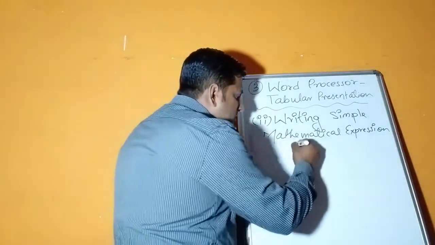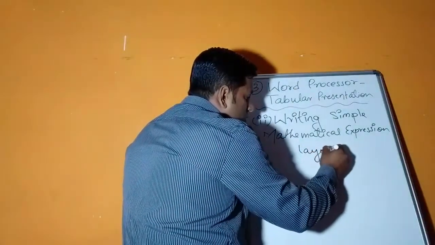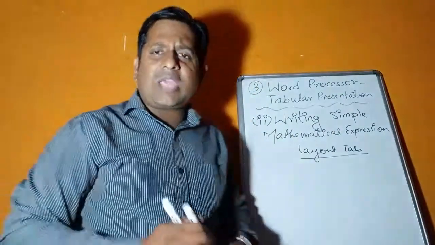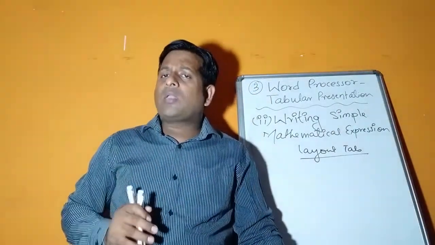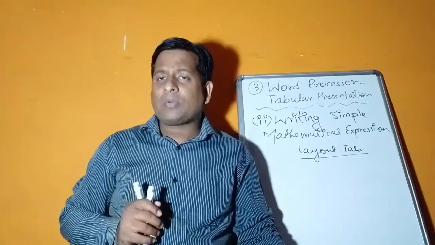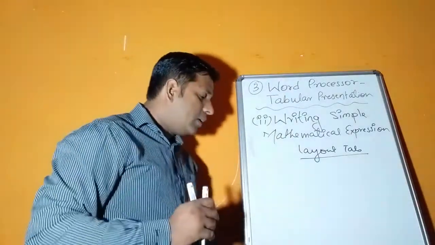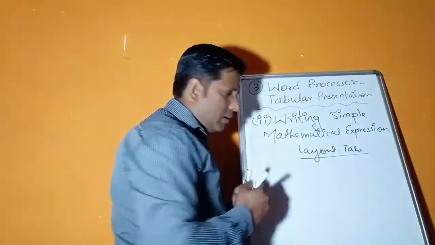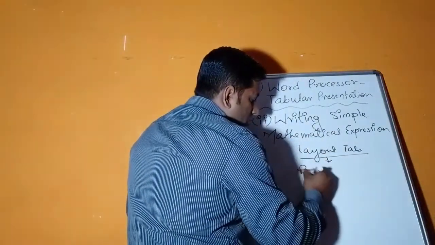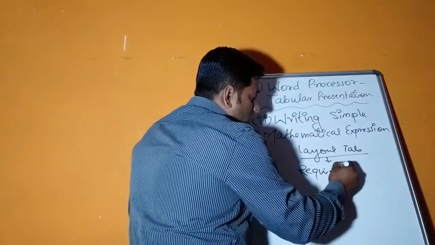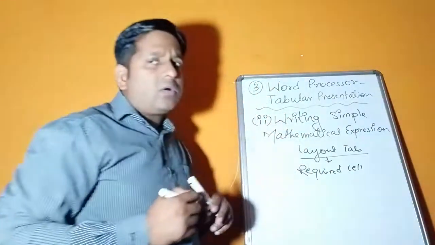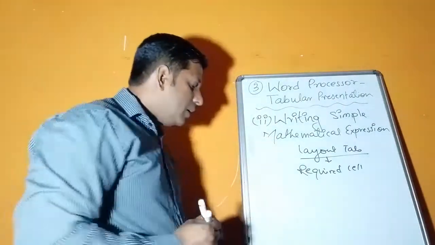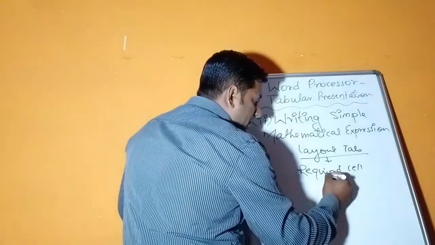You'll get inside the layout tab. At the top there is a tab like home tab, insert tab. You have a layout and design tab also. Among that you have to click on the layout tab. Then you have to click the required cell where you need a formula. That particular required cell you need to click. Then click on the formula from data group.